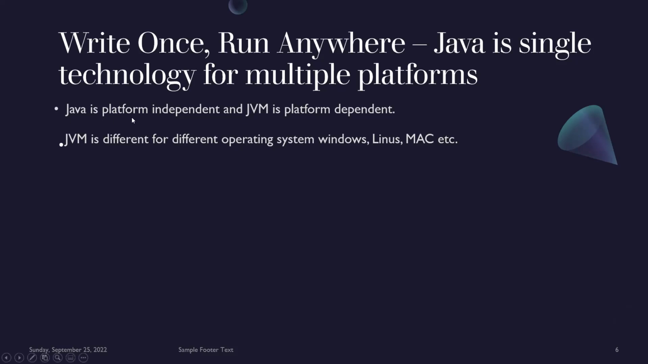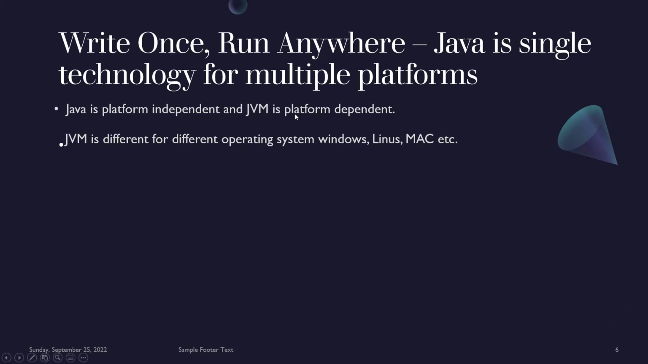Okay, so Java is platform independent and JVM is platform dependent. Understand this line, guys. What I am saying is Java is platform independent. Java is platform independent means you don't have to write separate code for separate platforms. The same code you can run on different platforms. That's why we call Java platform independent.